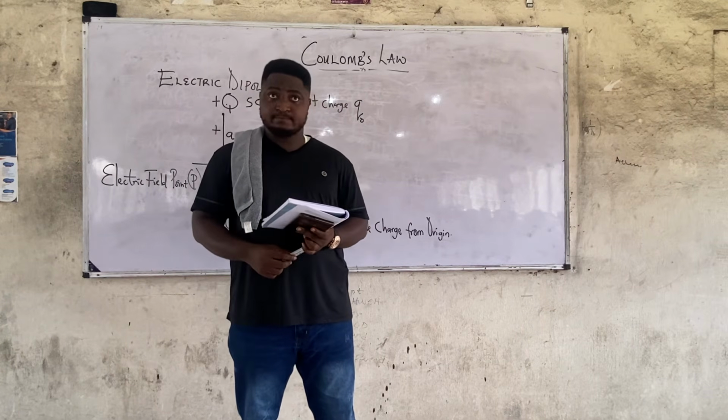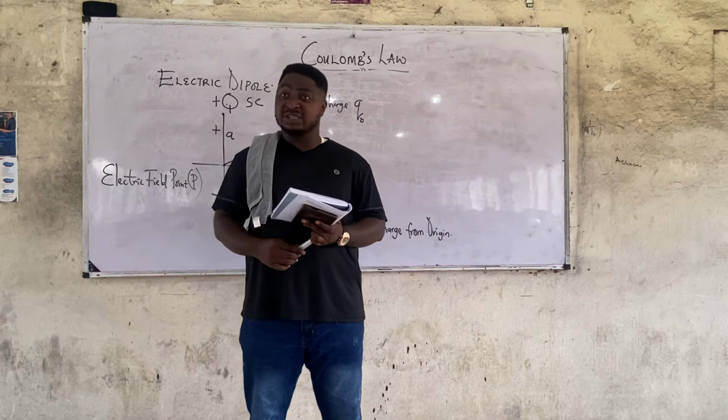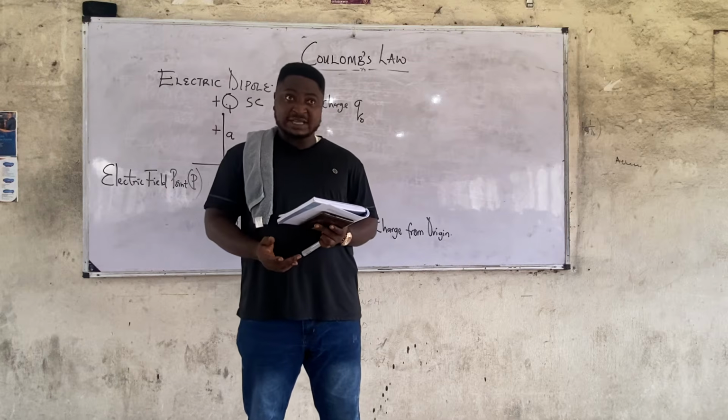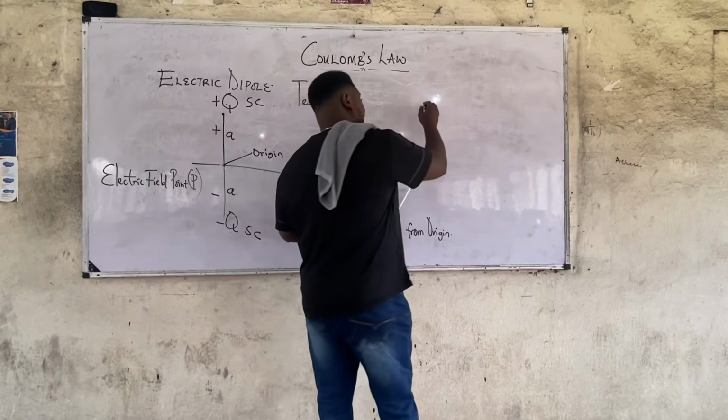Two. Class, in the objective part, they can easily ask which of them is not a property of electric lines of force. What's the name for electric lines of force? Electric field lines.